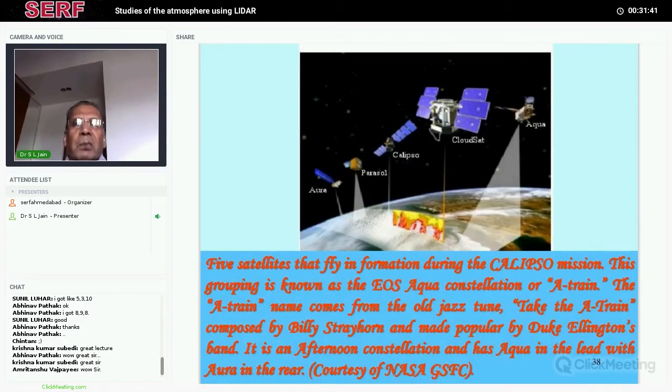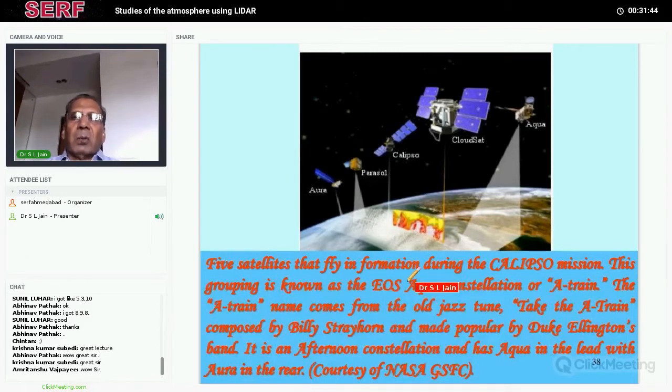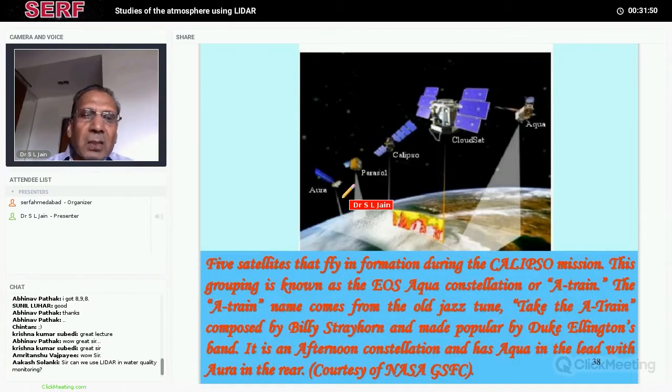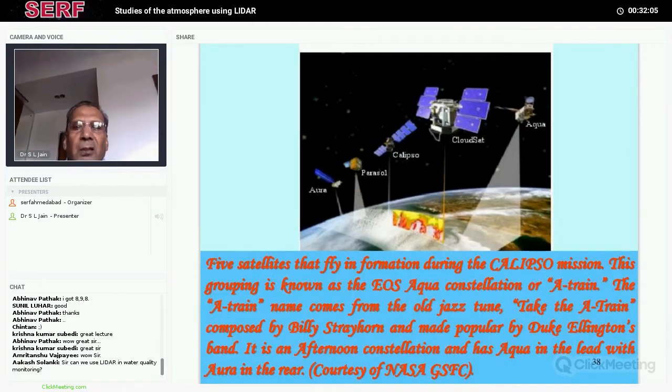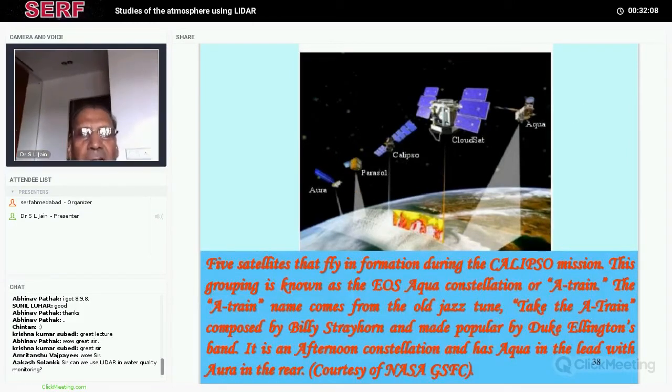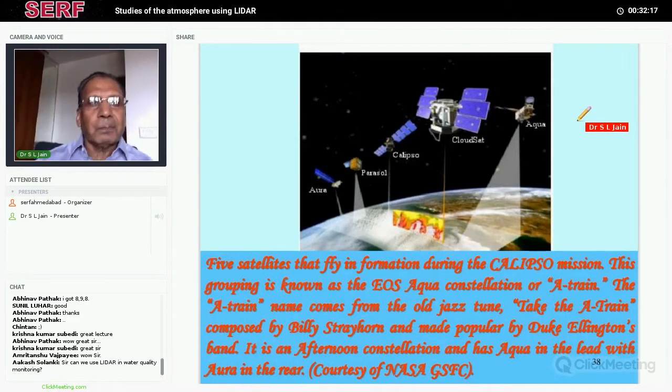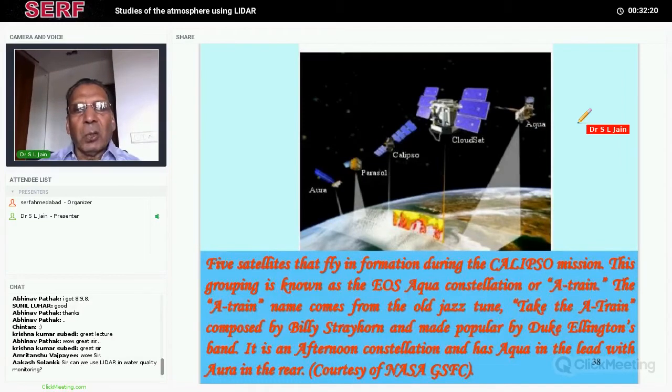So this is how the Calypso and all the satellites go in a line, in a train. They say it's like a train. This is Aura, this is the other one, this is Calypso, this is CloudSat, and this is Aqua. So all these, 1, 2, 3, 4, 5, go in a sequence one after another. And the satellites that fly in formation during the Calypso mission are shown here. This grouping is known as the US Aqua constellation or A-Train.